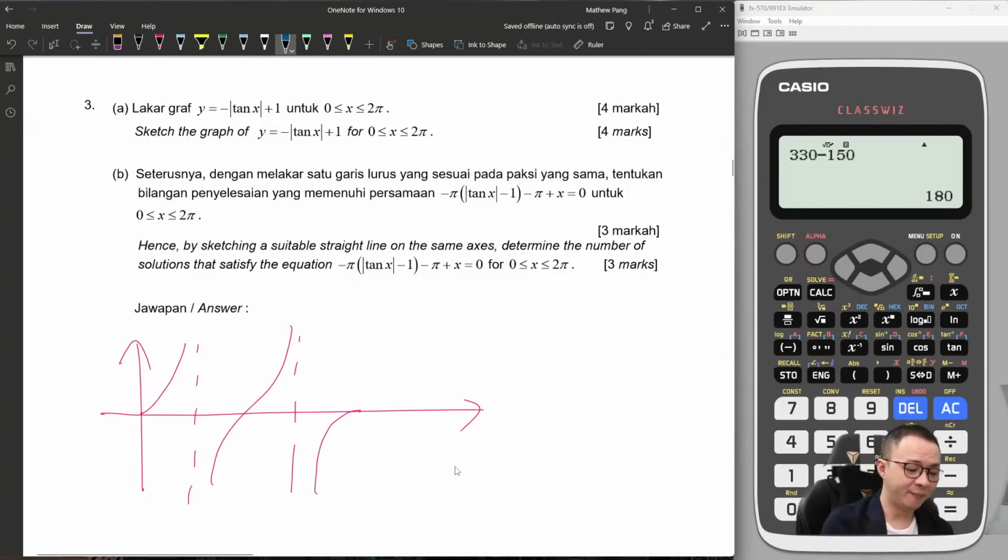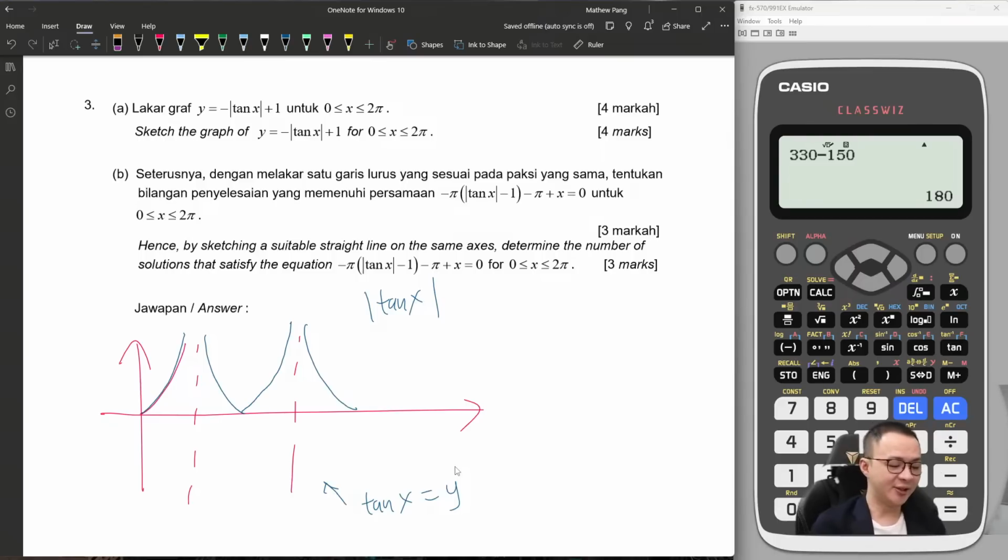Okay, but if what I'm drawing right now is y equals tangent x, and I want modulus tangent x, that means whatever is below the x-axis, I'm going to do a reflection. Here we'll do a reflection. So I should have something like this. You can see this is what happened if I modulus it. Okay, this is modulus tangent x.